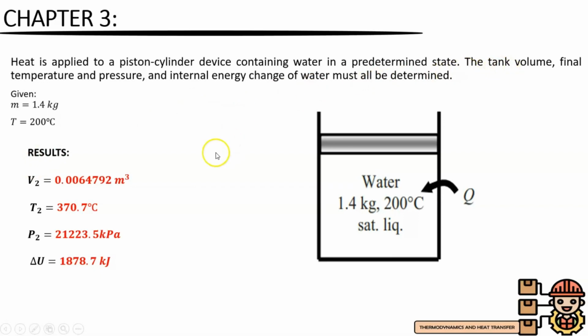So now this is the result to our problem. The tank volume, which is equal to 0.006472 cubic meter, and the value for our final temperature, which is equal to 370.7 degrees Celsius. The value for our final pressure, which is equal to 21,223.5 kilopascal. And last is the value of our internal energy change of water, which is equal to 1,878.7 kilojoules. So this is the answer for this problem.